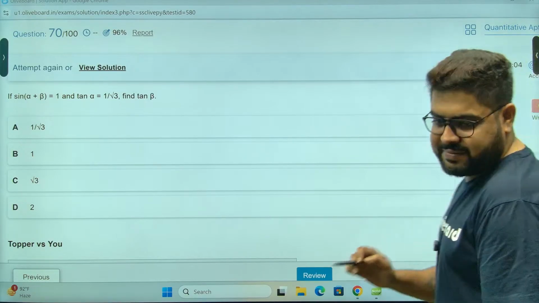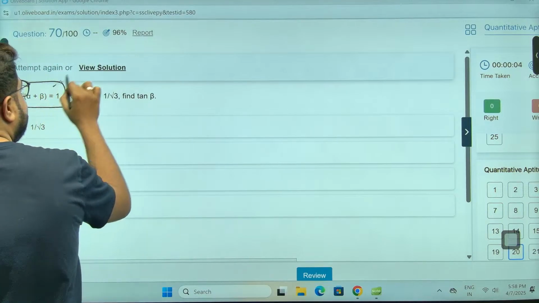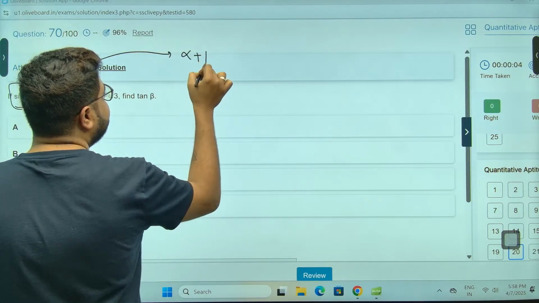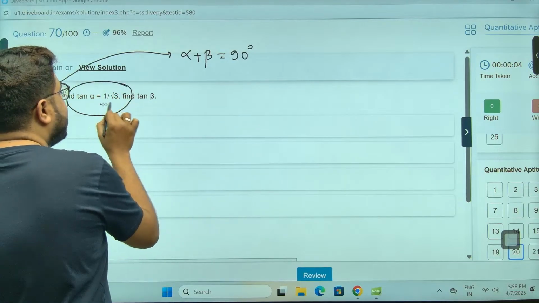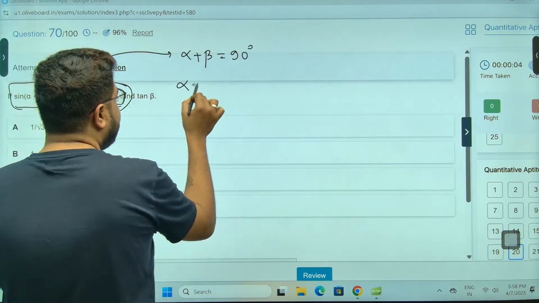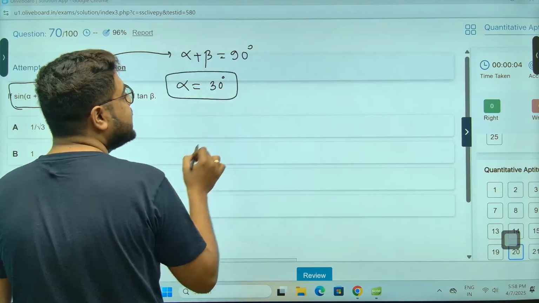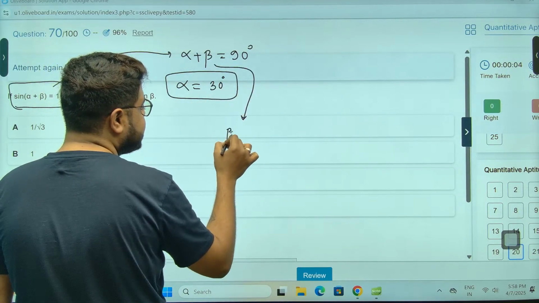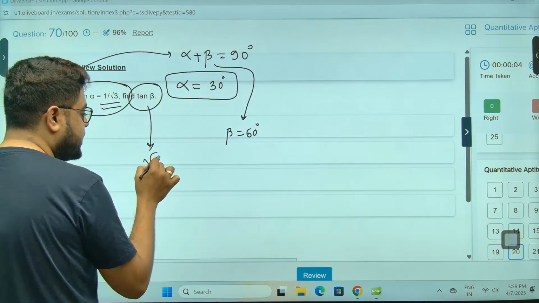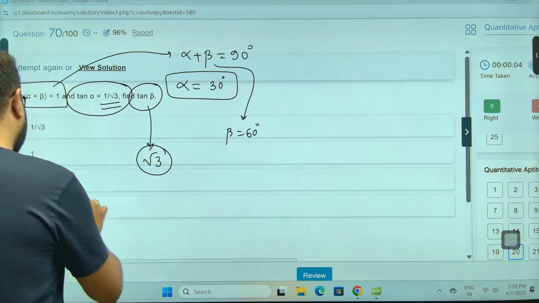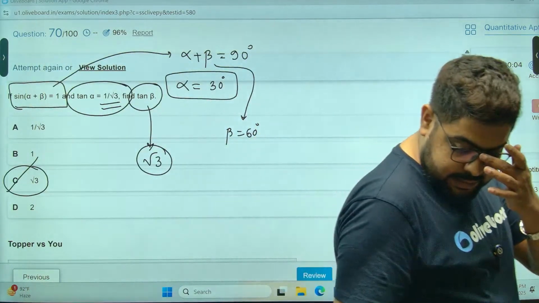Everybody will come. Okay? Sine of alpha plus beta is 1. Anybody can say that 1 means alpha plus beta is 90 degrees. Tan alpha is 1 by root 3, meaning alpha is 30 degrees. So beta is 60 degrees. Tan beta means tan 60, which is root 3. Nothing else you need. Option number C is our correct answer.